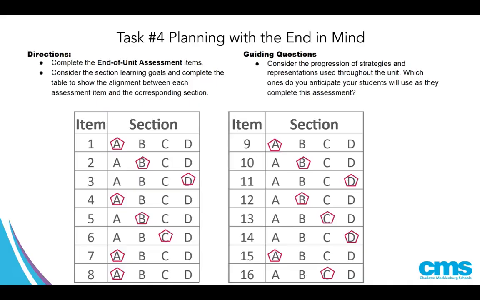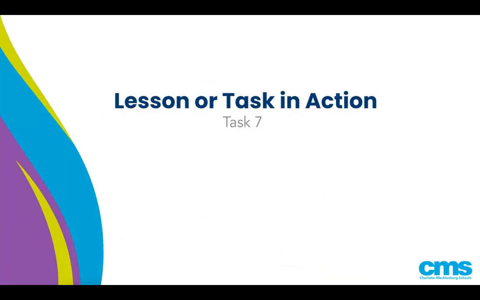Section A is about place value, comparing and rounding decimals. Section B is about addition and subtraction. Section C is about multiplying, and Section D is about division. Let's think through part of a lesson together.